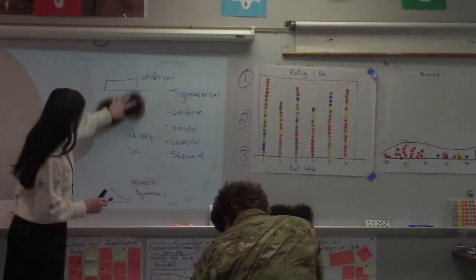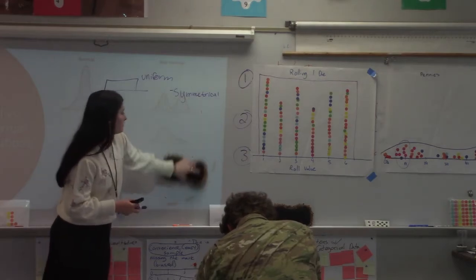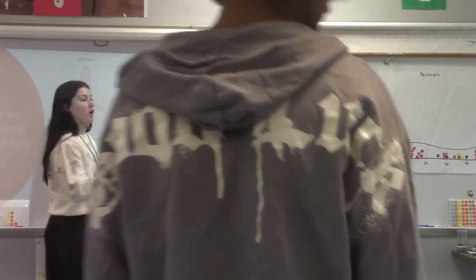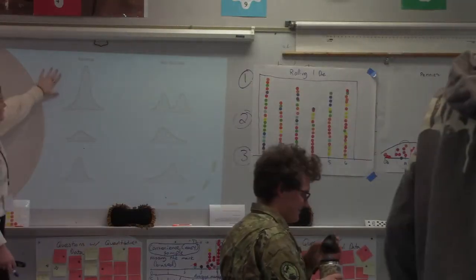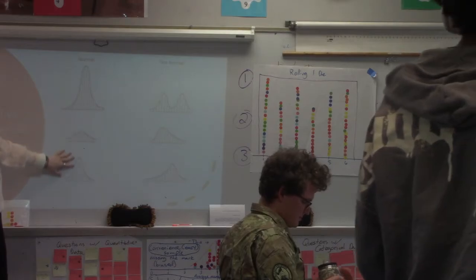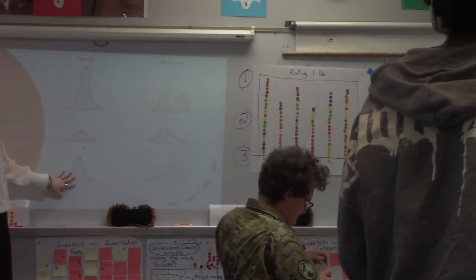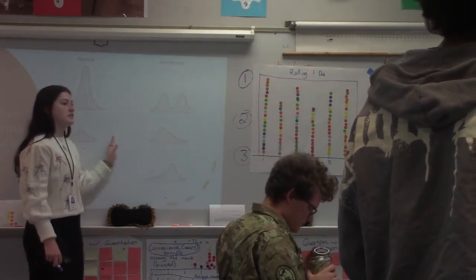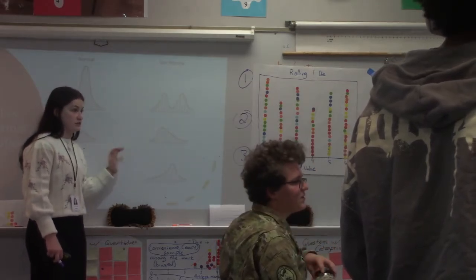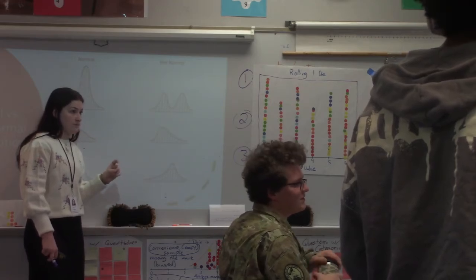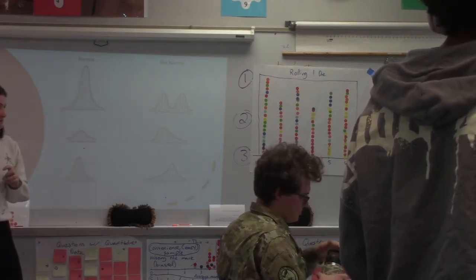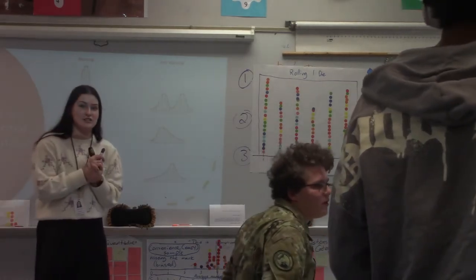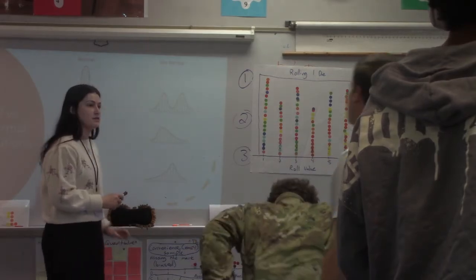Using these terms we talked about, like skewed, symmetrical, unimodal, bimodal, uniform, you're going to use those words to describe these normal distributions. This is what a normal distribution looks like. Then use them to describe these non-normal distributions and see if you can come up with a definition for each of them. Okay? All right, you can go ahead to your vertical surfaces and start.